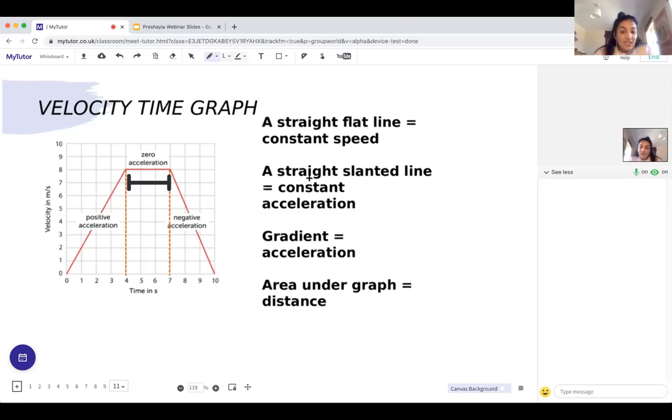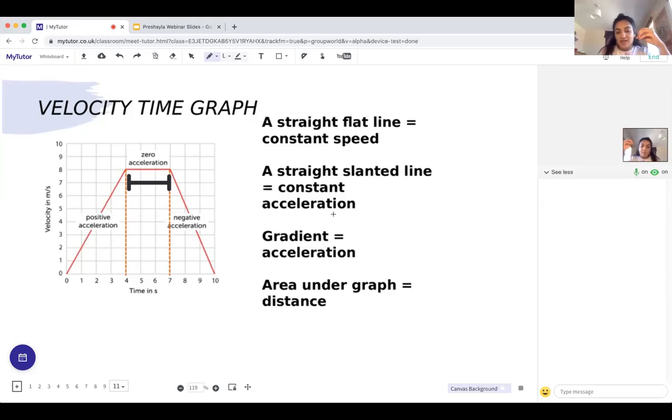The straight slanted line now means a constant acceleration. It's getting faster constantly in the same way. So it might get faster by 3 meters per second every second. So the car starts at 7 meters per second. It wouldn't be a car, let's say a bike.